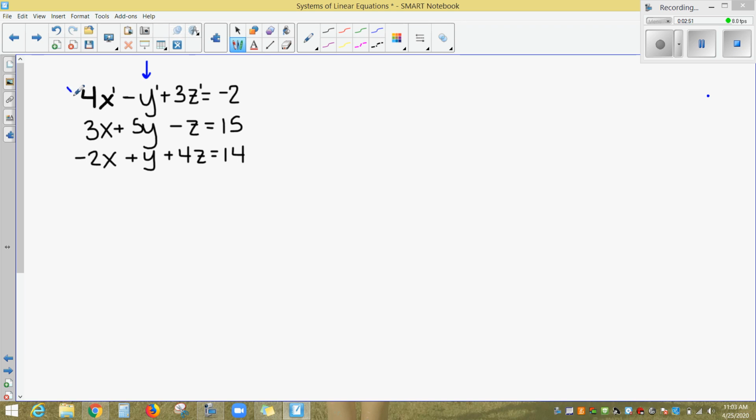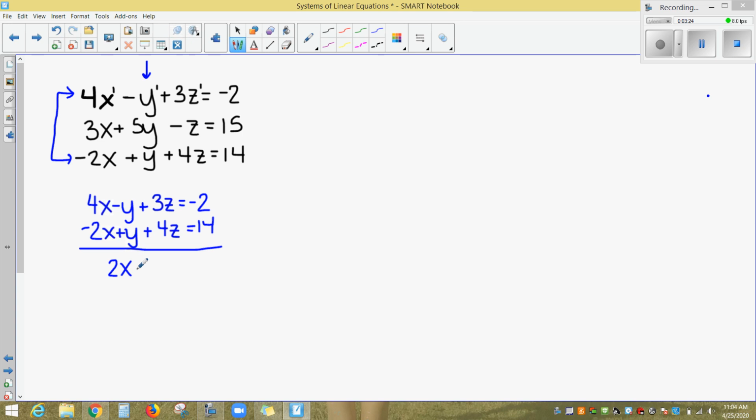The other thing to keep in mind is that even though we have three equations here, we're never going to work with all three equations at the same time. So when we do our elimination steps, we're only looking at two of the equations. Because the top equation and the bottom equation are already set up so that the y's will go away if we add them together, I'm just going to rewrite them down here. I'm going to add them together, and I'm going to get an equation that only has x's and z's.